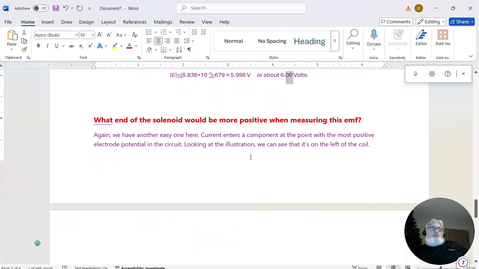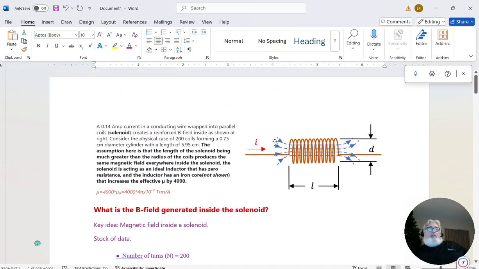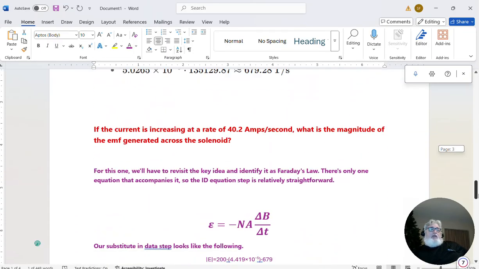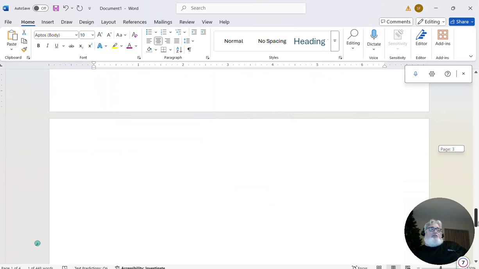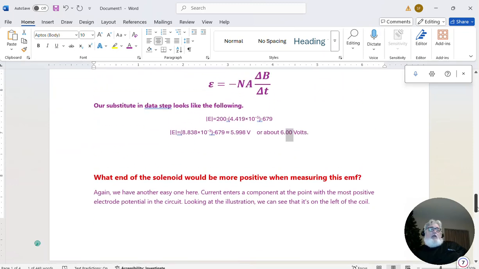Which end of the solenoid is more positive? This one's a distractor. We look at the thing, current's going in this side. This has the more positive electrical potential. That's where it goes in. This one has the more negative. That's why it flows in this direction. There's nothing complicated about that one. That was a little bit of a distractor. Okay, that should clear it all up. If you have any questions, please post those.